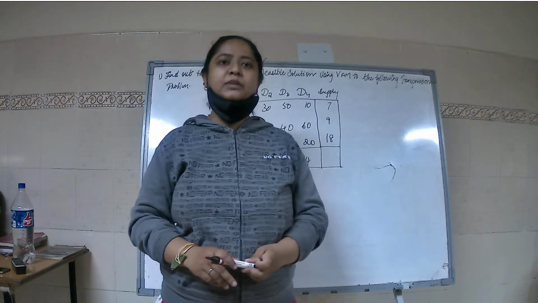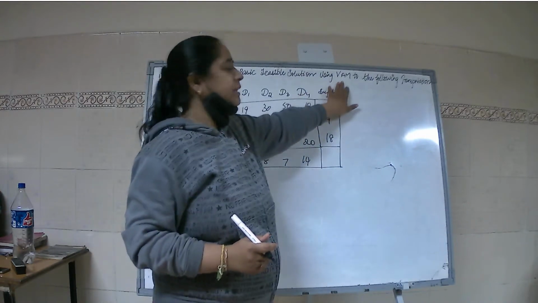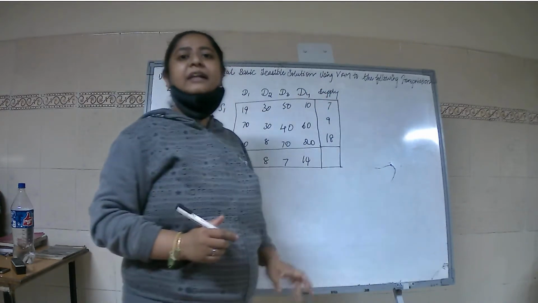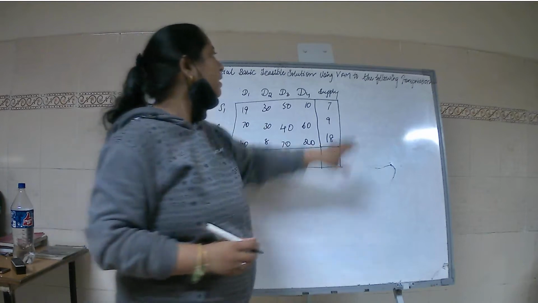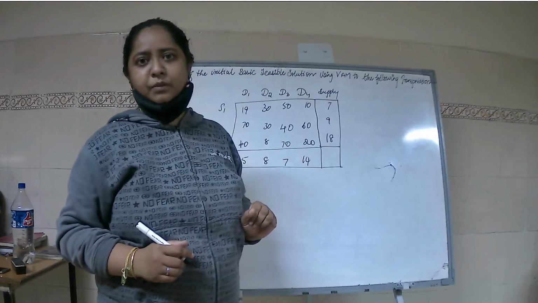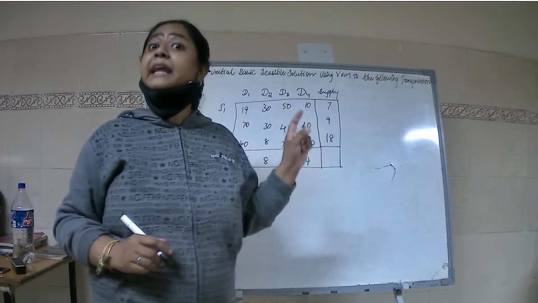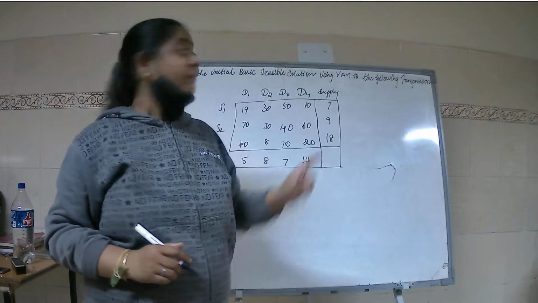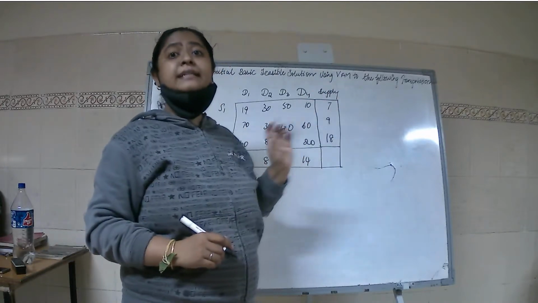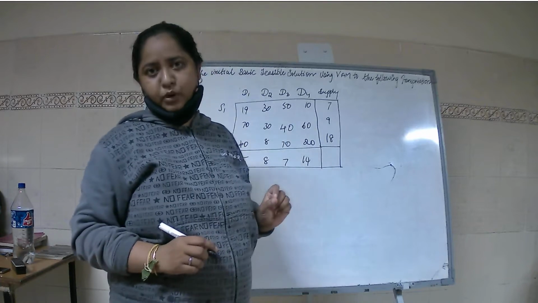I am here to present one more transportation problem called Vogel's approximation method. So we are going to calculate a transportation problem using Vogel's approximation method, and this is the last method in transportation problem, students. This is also called the penalty method. Remember, students, the VAM method is also called the penalty method. So we will be using penalties to solve this problem.